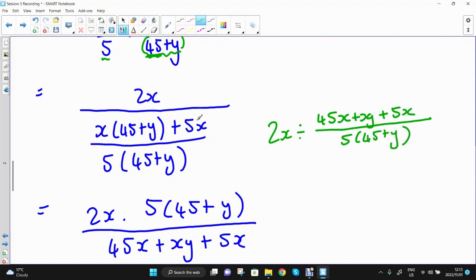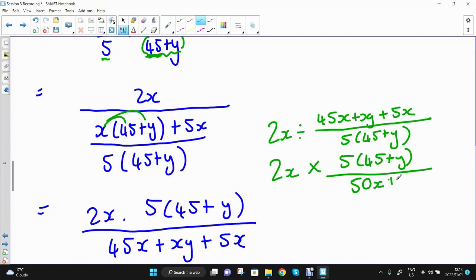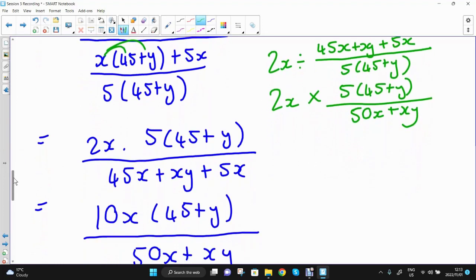Okay, so all I did was times that x into the bracket, and then we are going to times and tip. Exactly like we did at the top. It just looks a little bit more complicated with all the x's and y's. And if you simplify this, you get 50x plus xy. So that's how I got to this answer here.